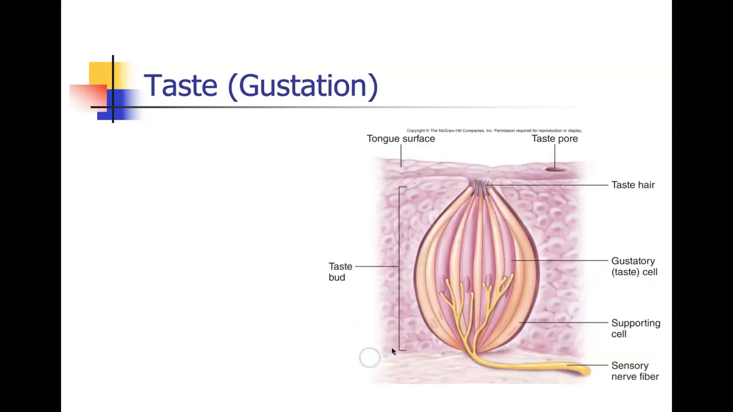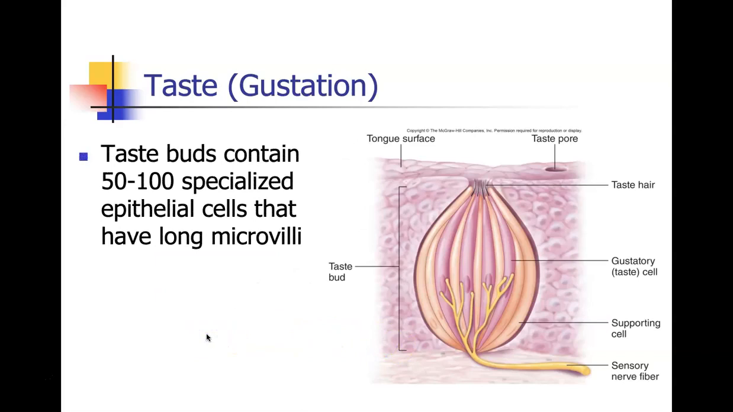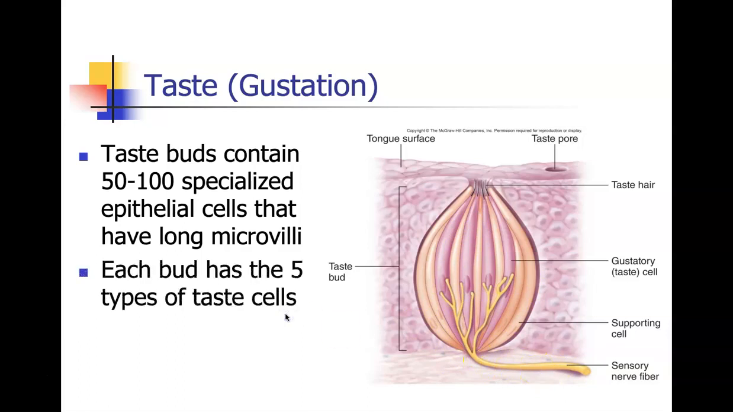For taste, sometimes called gustation, taste buds are these specialized receptors that contain 50 to 100 specialized epithelial cells that have long microvilli. Okay, so here's a taste bud, and you can see that there's little taste hairs on the top, and then the cells are inside, and there's supporting cells underneath until it all goes onto a sensory nerve fiber. Each bud has the 5 types of taste cells.